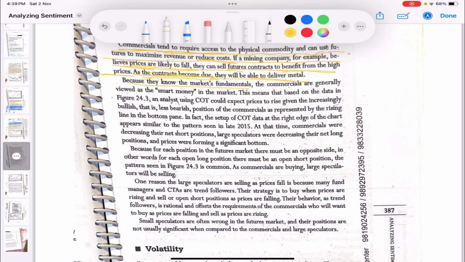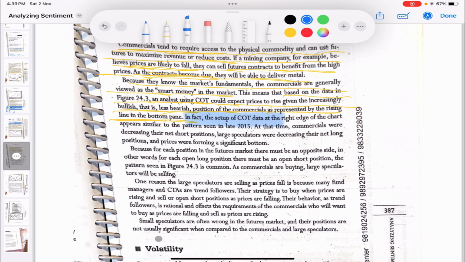Because they know the market's fundamentals, the commercials are generally viewed as the smart money in the market. Obviously, since they are doing this on a daily basis, right? They are actually physically dealing in these commodities, so they have knowledge which we might not have. This means that based on the data in the figure, an analyst using COT could expect prices to rise given the increasingly bullish, less bearish position of the commercials as represented by the rising line in the bottom pane.